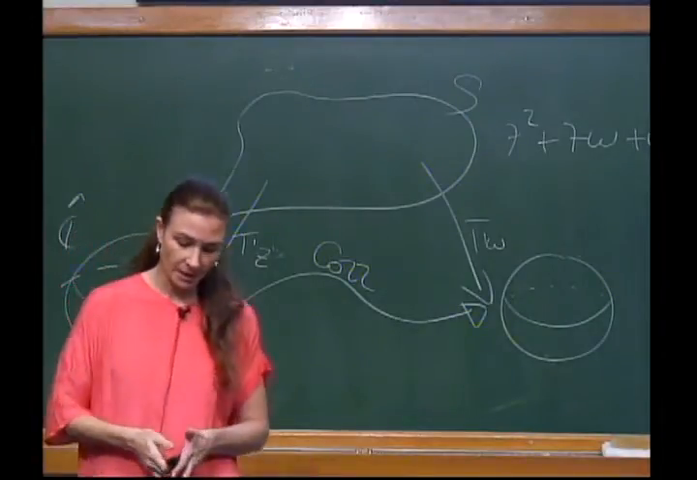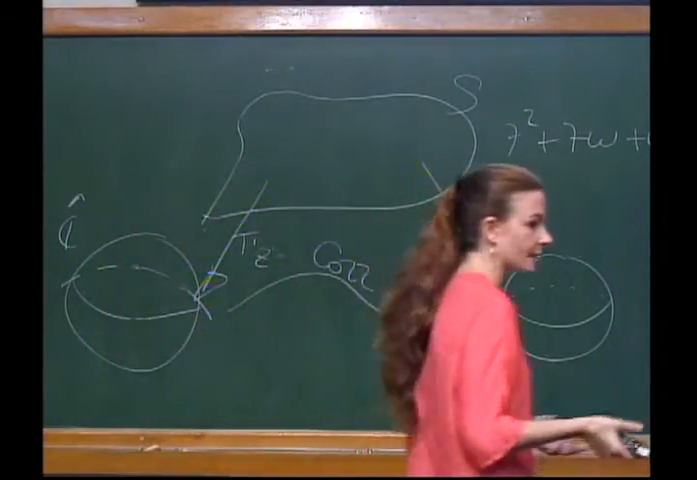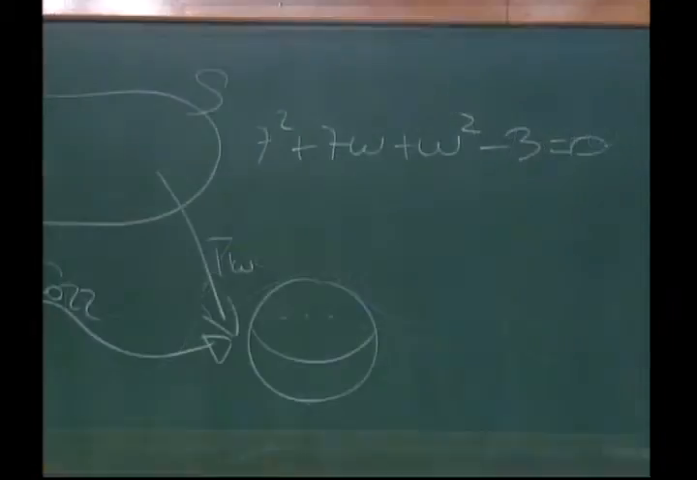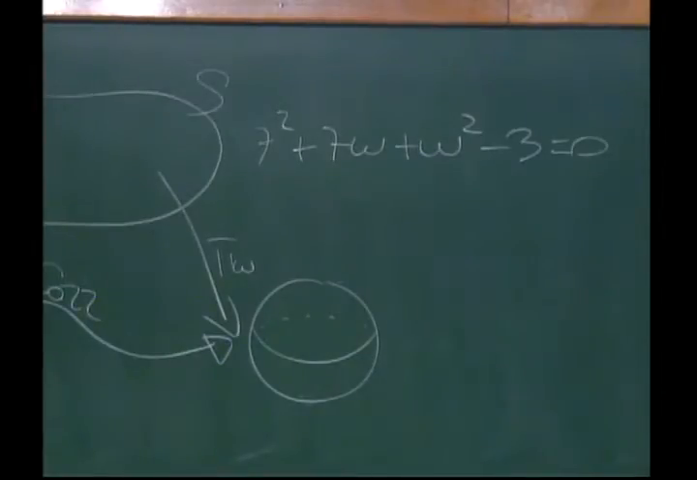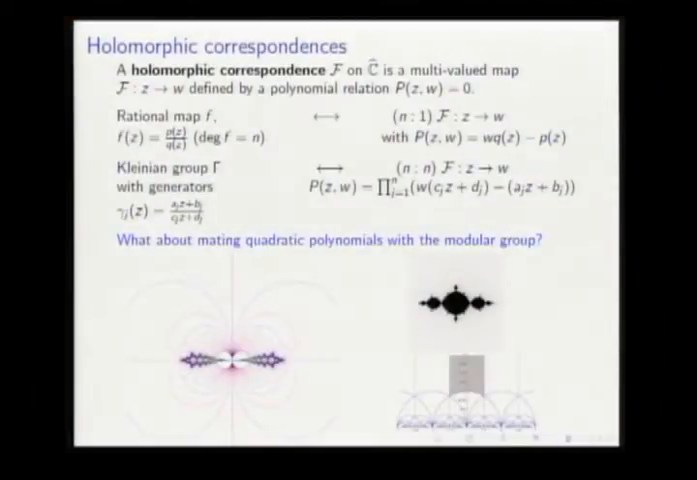And why am I telling you this? Because it turns out that correspondences are objects that are general enough to include as special cases both rational maps and Kleinian groups. And so, at the beginning of the 90s, Chris and Sean investigated a particular family of correspondences. I will show you the formula in a moment. They saw these pictures and thought, wow, this looks like a filled Julia set, and another filled Julia set, with the action of the modular group outside. And this prompts the question: what about mating quadratic polynomials with the modular group?